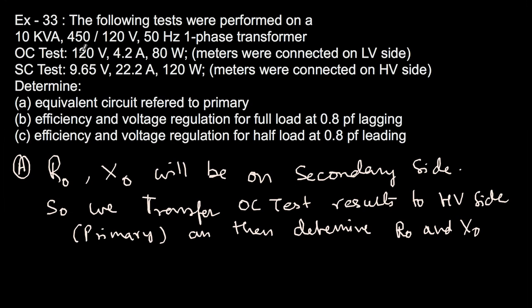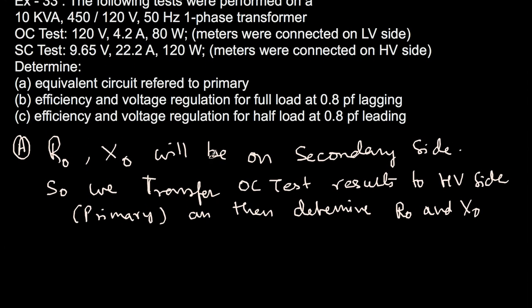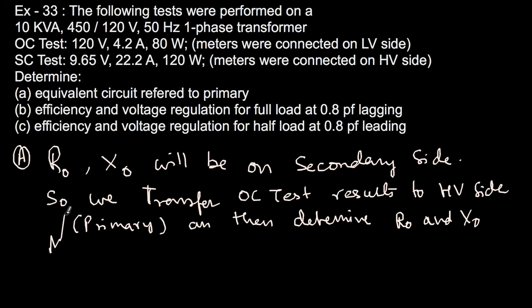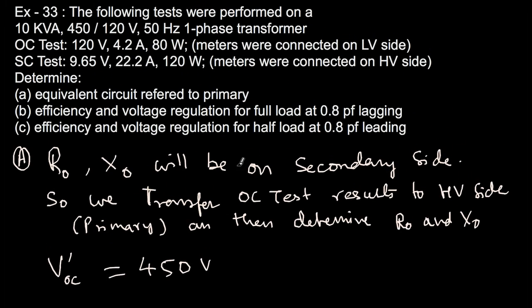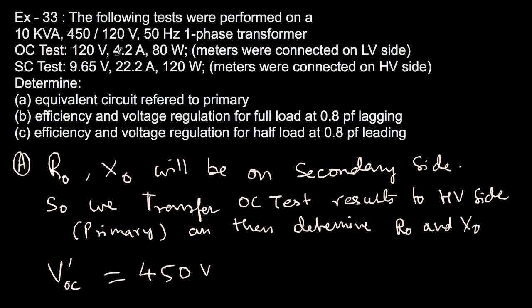Anyway, so let's begin. So see, 120 volts and 120 volts rated, it is matching. So therefore, if I transfer the open circuit voltage to the primary side, it will be 450 volts because of the ratio. So V open circuit on the primary side, so I'll put a dash, will be 450 volts. Now look at the current. So what is the current? 4.2 amperes. This 4.2 amperes, if I transfer to the primary side, because the high voltage is there, the current will be less. So it should be divided.